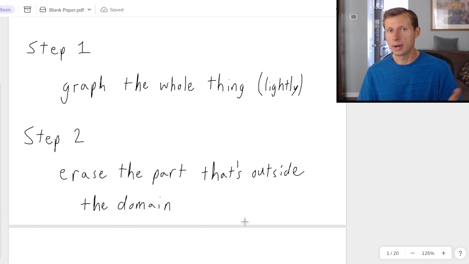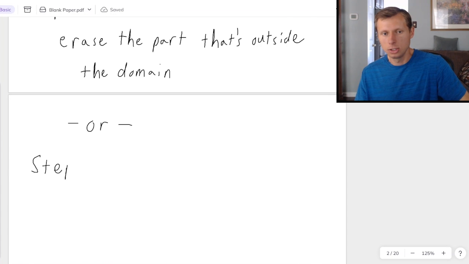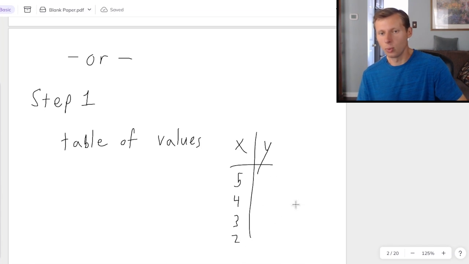And let's say you don't know how to graph part of the function, that's okay. Instead of doing step 1 and step 2, alternatively, you can just do a table of values. So in other words, you just plug in values for x inside your domain, of course. Like for instance, if it's less than 5, then I would do 5, 4, 3, 2, etc. And then I would get the y values.